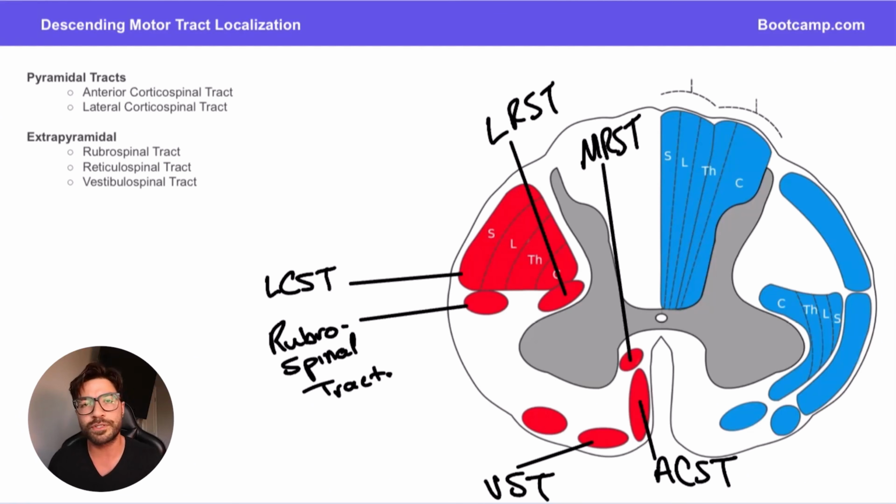So of course, that was just an overview of the localization of these different tracts. As we go through the other videos, we're going to build on this information. We're going to discuss each tract in detail, and hopefully by the end of this, all this information will make sense to you and it will be easy to identify these and also understand what type of information is passing through them, what happens when they're damaged, and all that fun stuff.